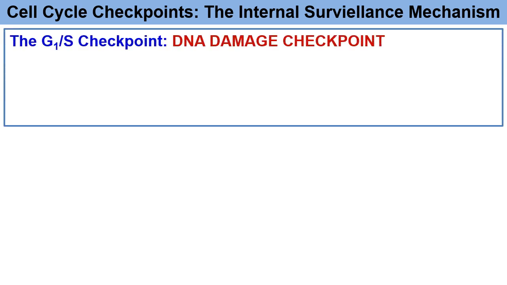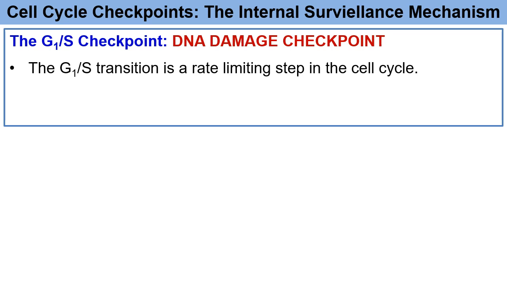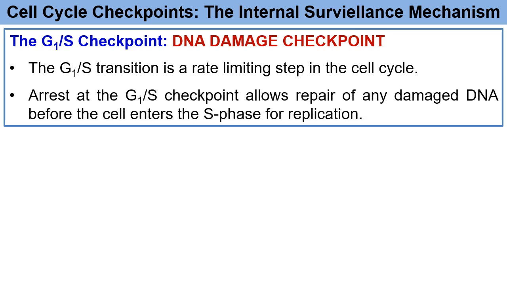Let us now try to understand the significance of the cell cycle checkpoints, which act as the internal surveillance mechanism. The first checkpoint, that is the G1S checkpoint, is a DNA damage checkpoint. The G1S transition is a rate limiting step in the cell cycle, and arrest at the G1S checkpoint allows repair of any damaged DNA before the cell enters the S phase or the synthesis phase of the cell cycle for replication.